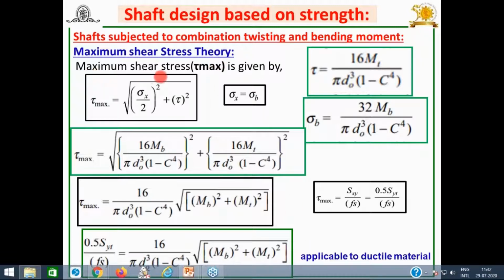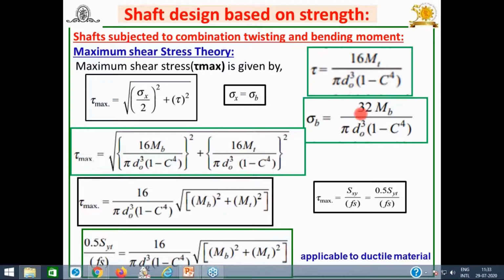So according to maximum shear stress theory and Mohr circle, we already know tau max is equal to under root (sigma x by 2) bracket square plus tau square. But here sigma x is sigma b. So what you have to do? We have to substitute sigma x with sigma b, that is 32 Mb upon pi d cube (1 minus c raised to 4). And what is tau? Tau is equal to 16 Mt upon pi d cube (1 minus c raised to 4).